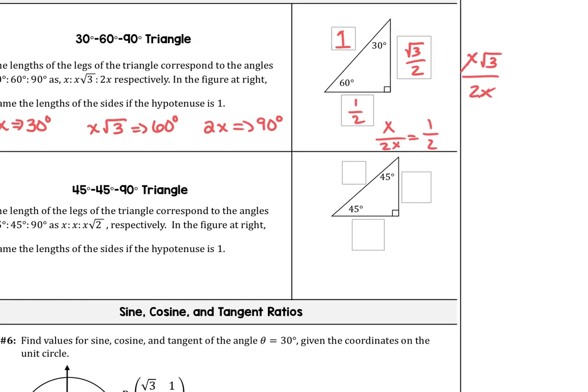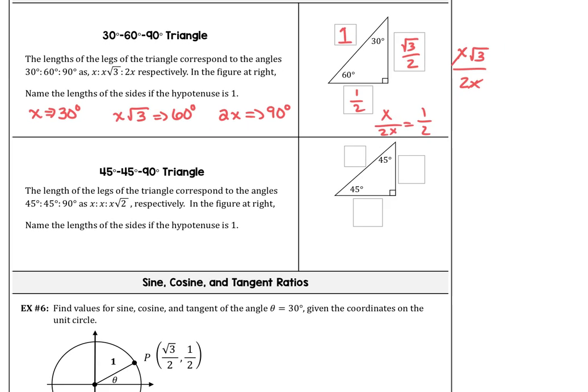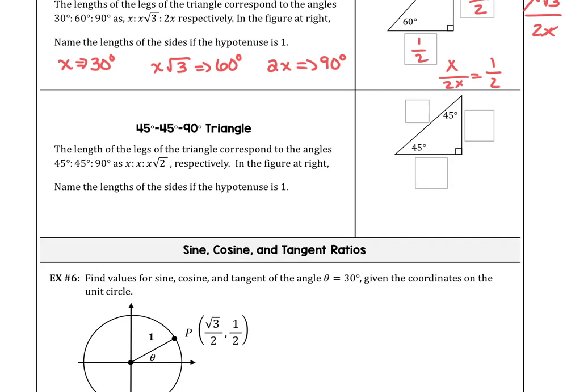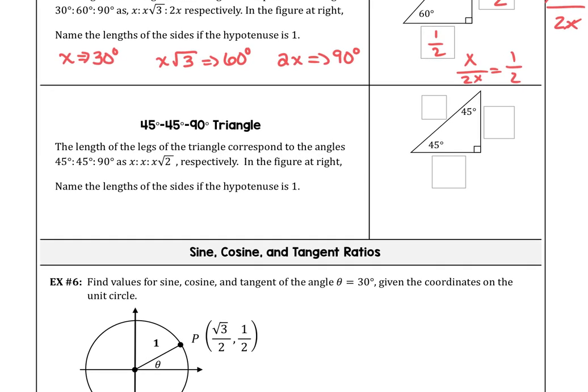But we also need to look at the 45, 45, 90 triangle, which was a special right triangle you learned. And remember, that means you have two angles that are 45 and one that's 90. The two legs are the same. It's an isosceles triangle. So both sides across from 45 degrees, we gave the value of x. And then we always said that you can take x and multiply it by root 2 to get the hypotenuse, which is across from the 90 degree angle.